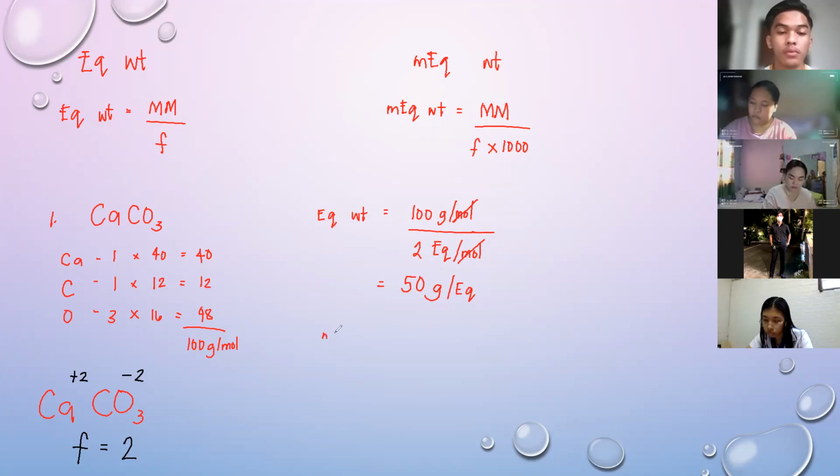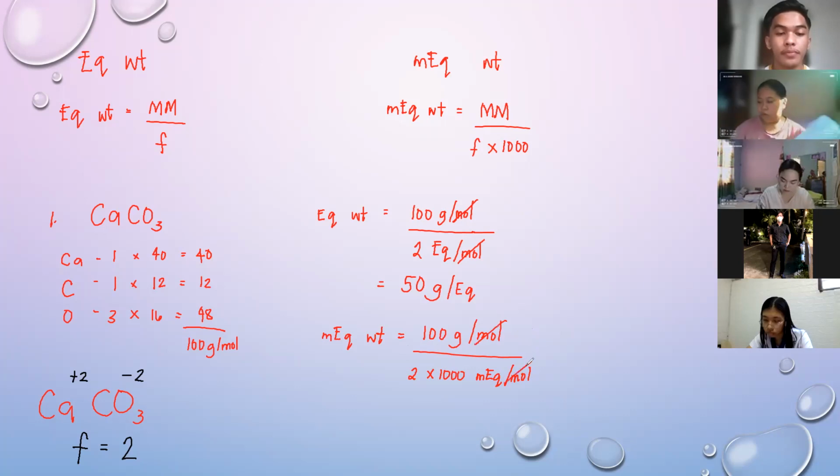Now, how about the milli-equivalent weight? Yung milli-equivalent weight naman, molar mass, ganun pa rin, 100 grams per mole divided by the F. 2 pa rin yung F niyan kasi the same substance. 2 times 1,000. Ito lang yung pinagkaiba nila. And then ang unit. Since nag-multiply tayo sa 1,000 dyan, hindi na yan siya equivalent. Milli-equivalent na yan siya per mole. Yan yung difference nila ha. And then you cancel the mole.